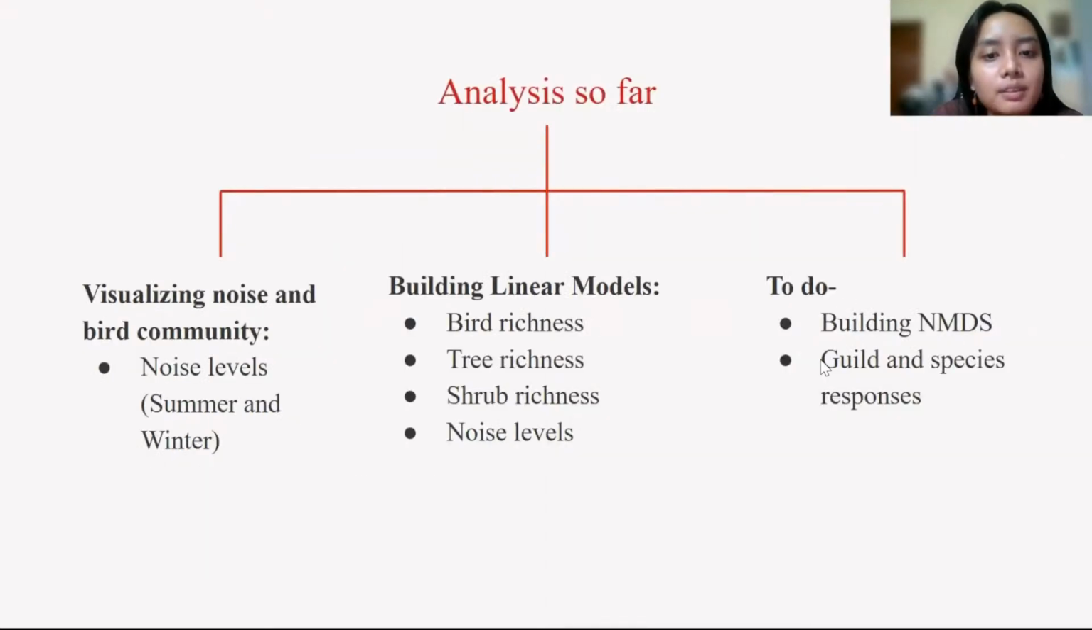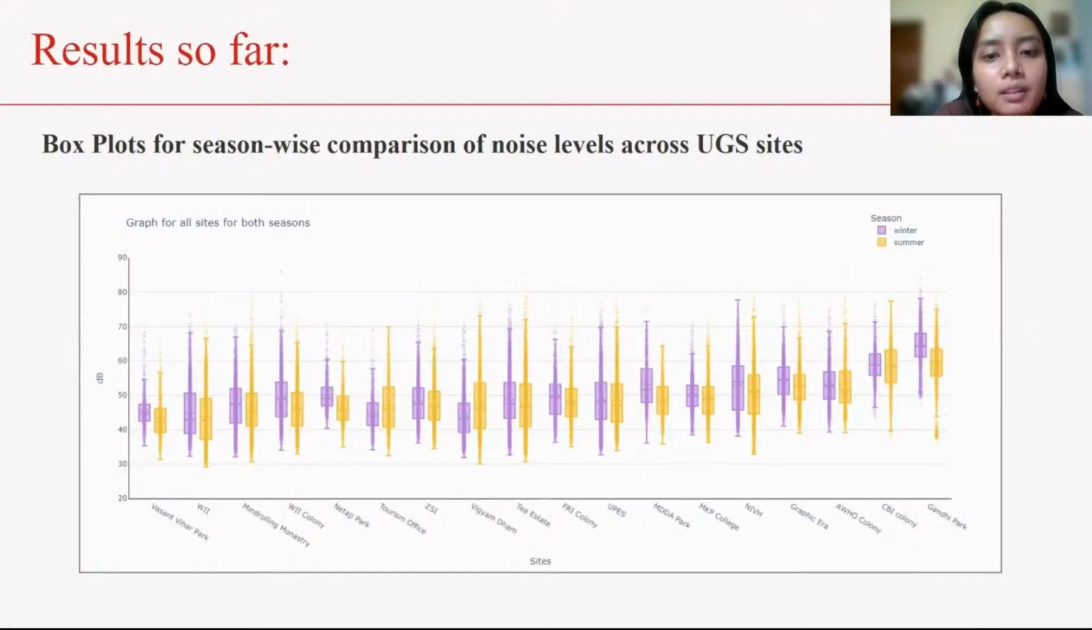For each urban green space, we estimated bird, tree, and shrub richness, along with average noise levels. We also tried visualizing noise level data to check for variations across seasons. We compared the noise levels of all sites across seasons using box plots. The noise levels ranged between 40 to 65 decibels, with Gandhi Park registering as the highest noise level area in both seasons. The summer season had a slightly higher noise level. However, the distribution pattern of noise is quite similar in both seasons.